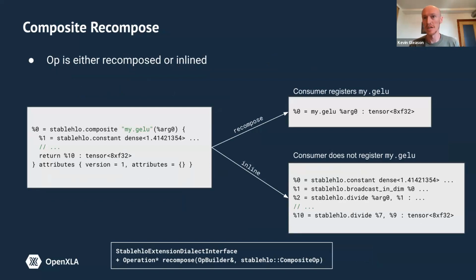But let's say a backend doesn't care about the my.gelu, they can just inline the body of it just as simply, and it's still agnostic to what the implementation was or what the name of this op was. It inlined it, and it's the same StableHLO we would have today. And next slide.